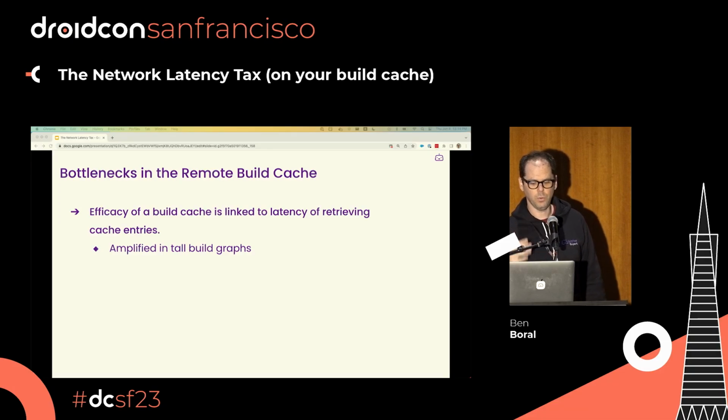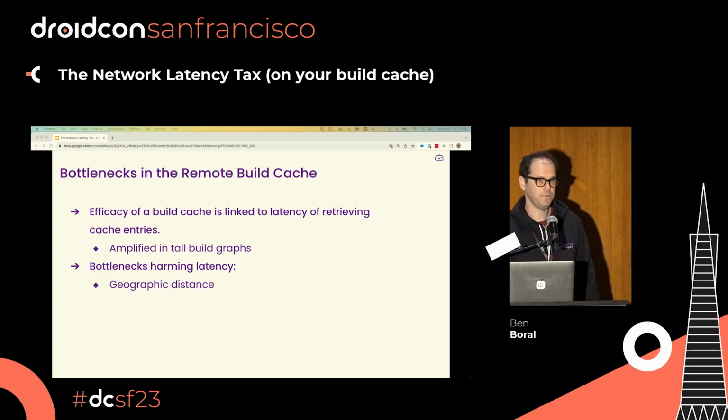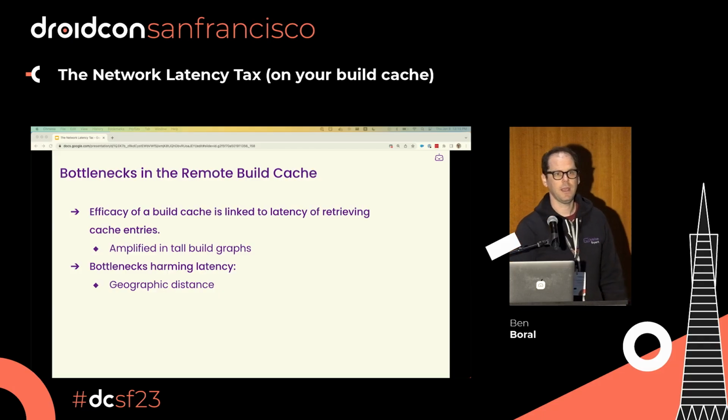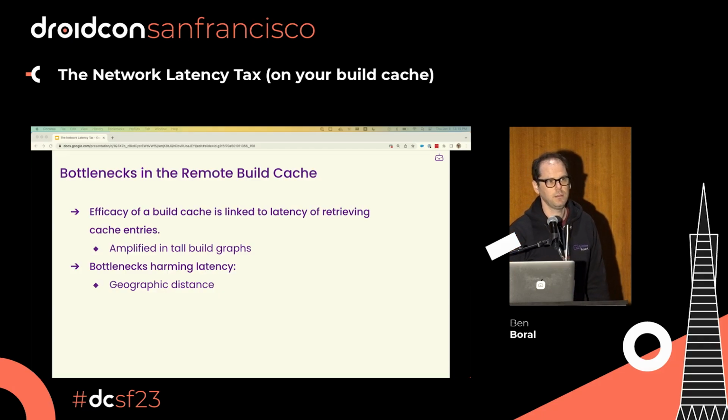There are three things that we've identified as bottlenecks that cause latency to become a problem. So the first is geographic distance. How far away is your build system from your build cache? Let's say you live in Florida and most of your company's stuff is in California. That's transcontinental, that's pretty far away.